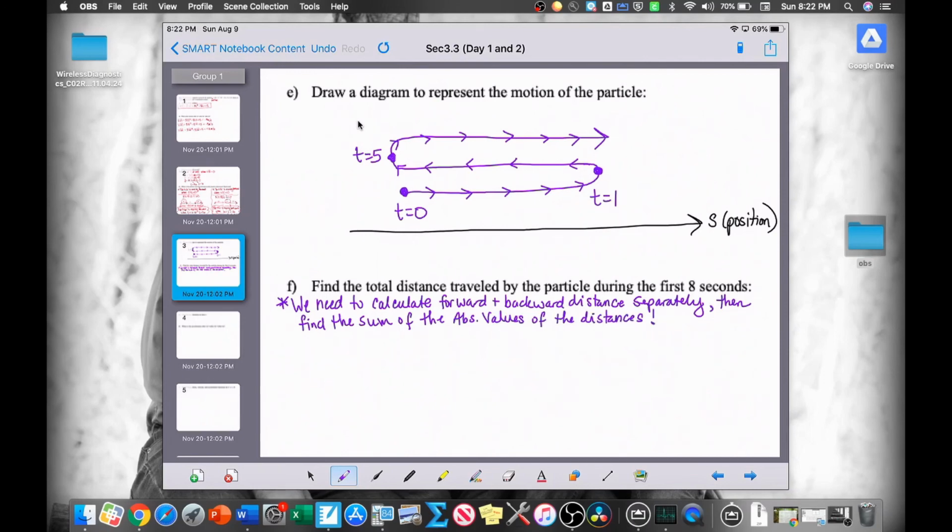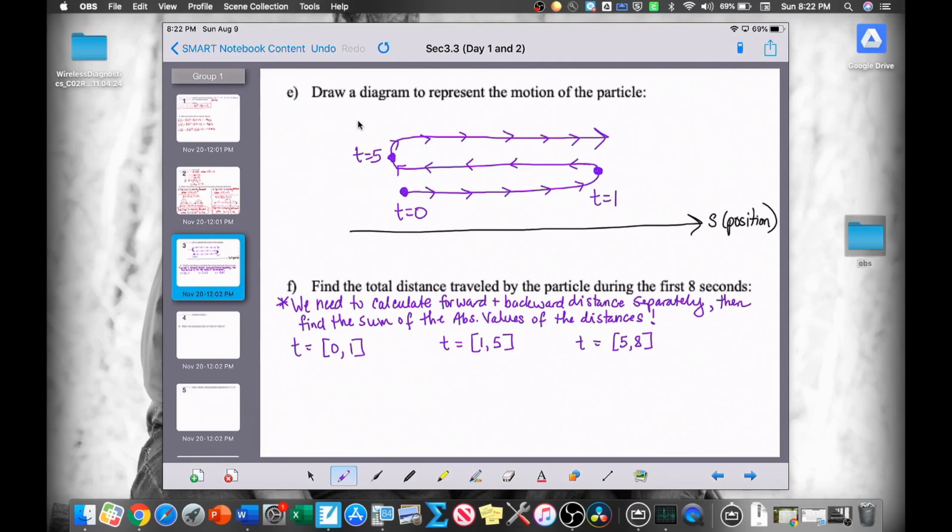All right, because we know that our particle is moving forward on the time interval 0 seconds to 1 second. Then we know that our particle is moving backwards on the time interval 1 second to 5 seconds. And then we know that it turns around again and it's moving forward from 5 seconds to 8 seconds. And we're supposed to do the first 8 seconds.